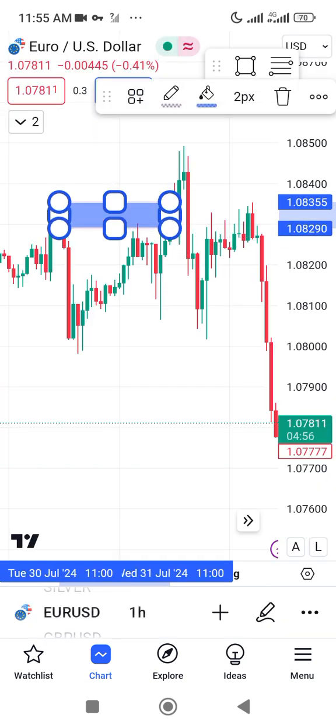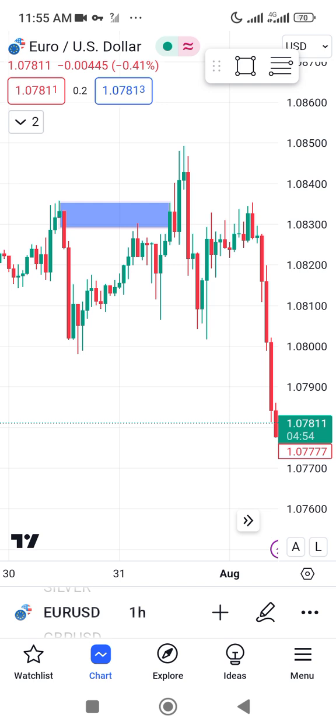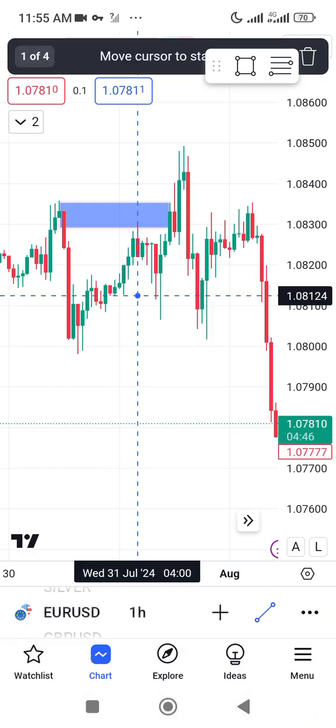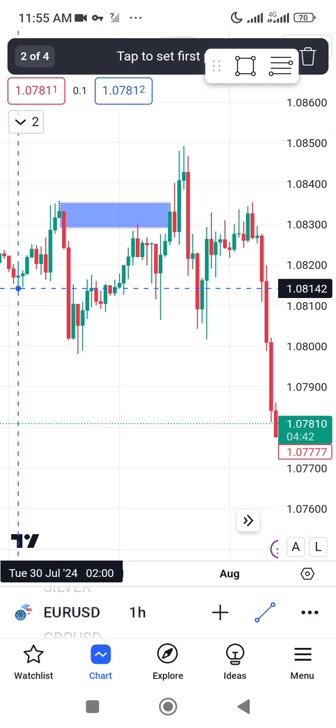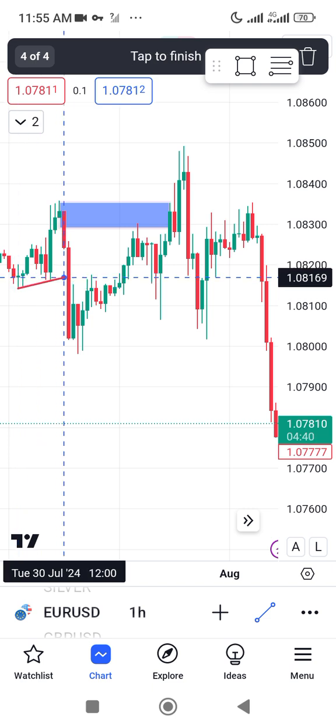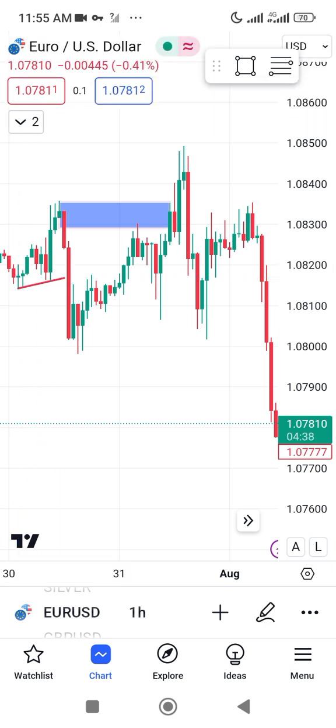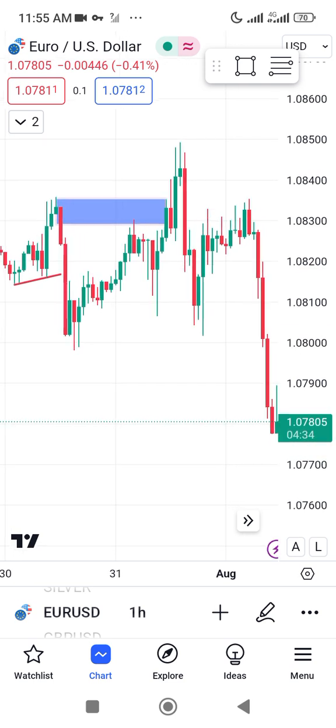And then, what are the requirements? You can see the last bullish candle before a bearish impulse, and that impulse took out swing points. You can see it took out swing points from here. All right, so these are swing points that price took out when the impulse was coming down.